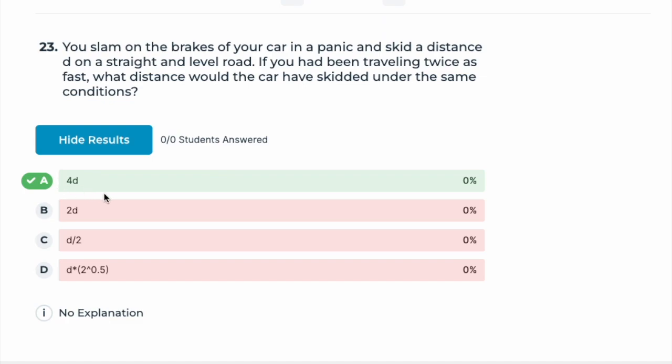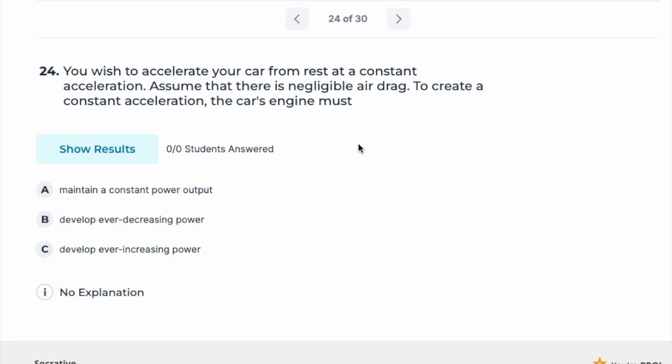D, correct. A, correct. 4 times that distance. You wish to accelerate your car from rest at a constant acceleration. Assume that there is negligible air drag. To create a constant acceleration, your car's engine must?